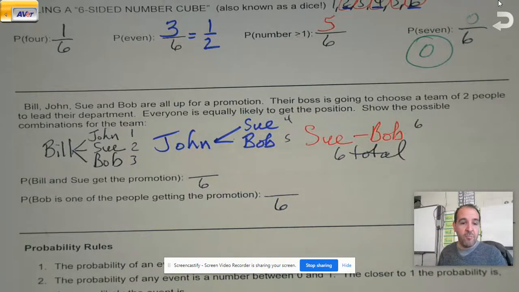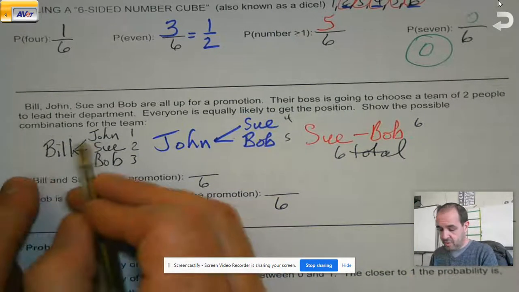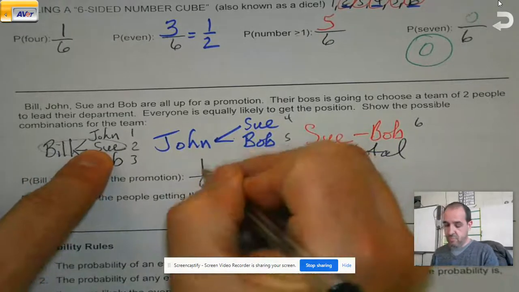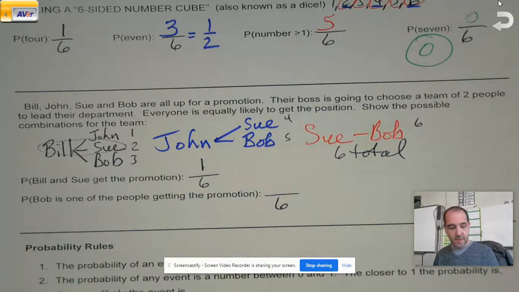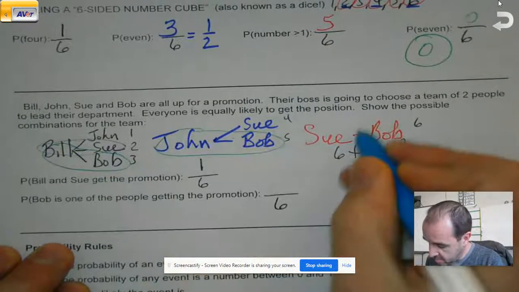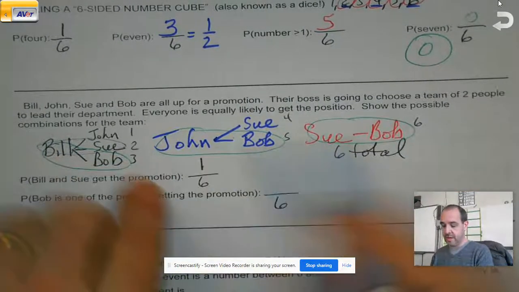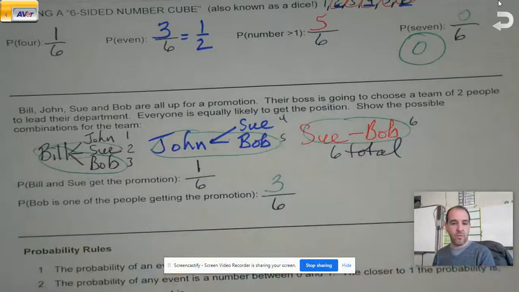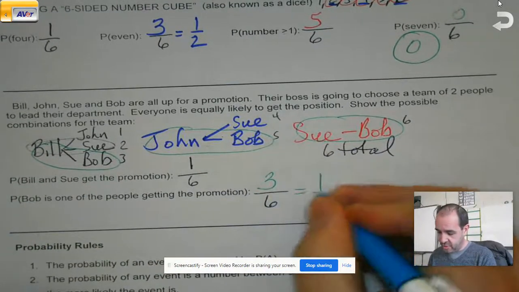And now I look through. Bill and Sue get the promotion. Well, there's only one way I can get Bill and Sue. 1 out of 6. Okay. Bob is one of the people getting the promotion. So what that means is every combination that has Bob included, 1, 2, 3 of them, would be my value here. And again, if I can reduce, I should.